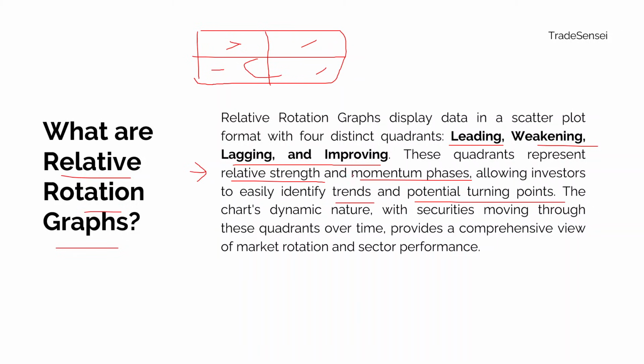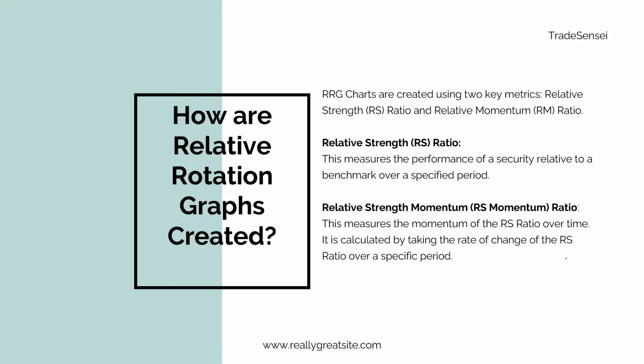The chart's dynamic nature, with securities moving through these quadrants over time, provides a comprehensive view of market rotation and sector performance. Again, it gives you an overall view of the market, how the market is shaping, which industry is doing better, which index is doing better, which index is doing poorly, and gives you a complete overall view. So how are relative rotation graphs created?